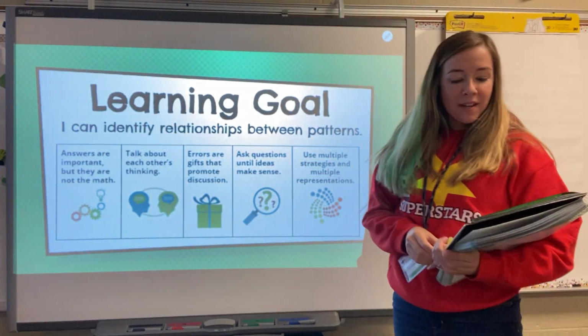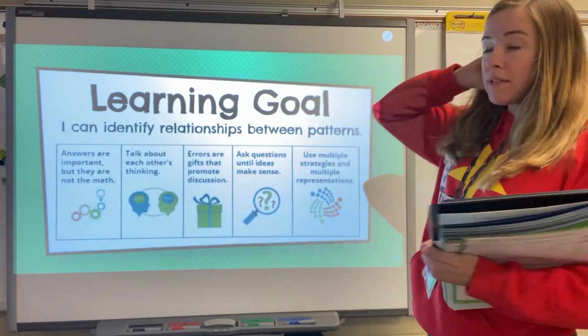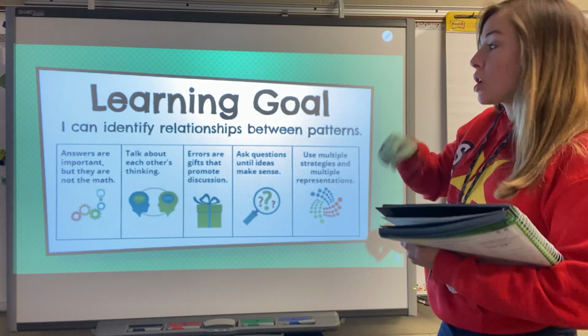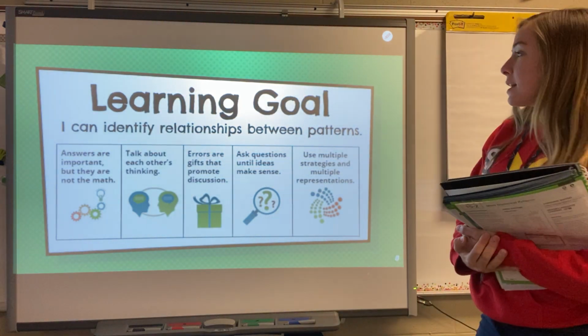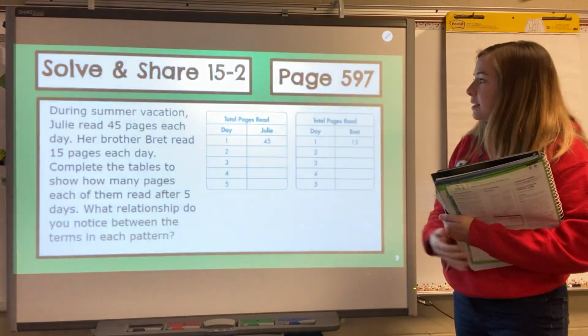Hey boys and girls, we're on lesson 15-2, more numerical patterns. We're on page 597 for our solve and share. You'll need your workbook, a pencil, and a multiplication chart when we get into the multiplying part of this. So here's our learning goal. I can identify relationships between patterns.